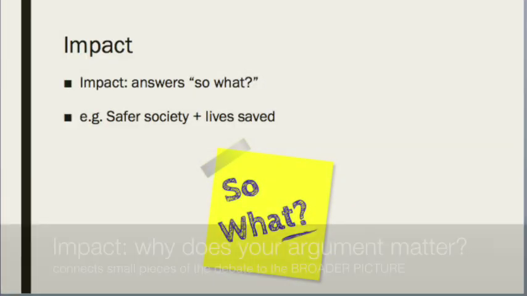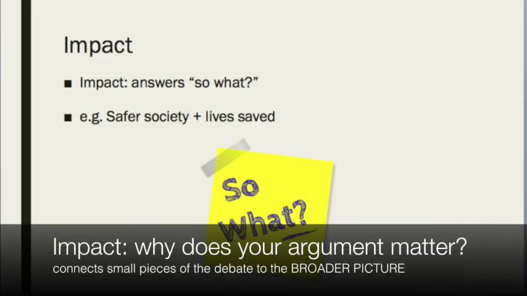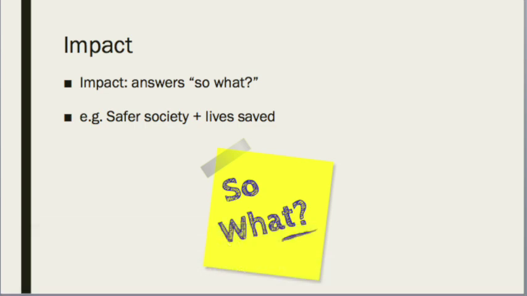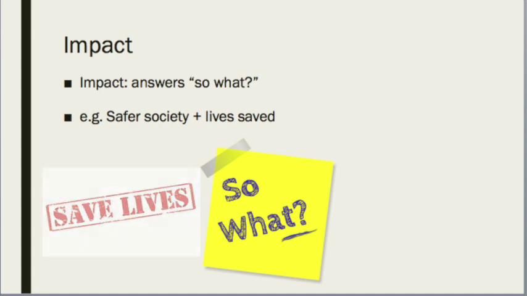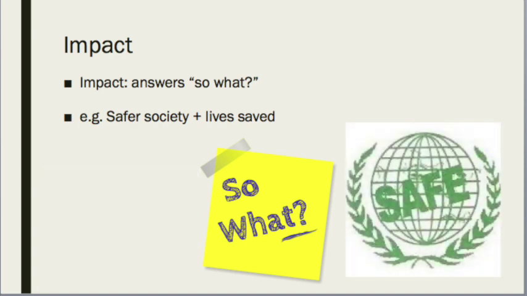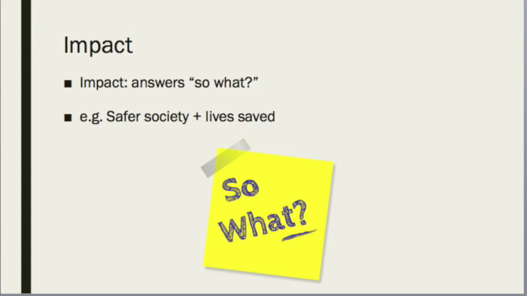Lastly, you need an impact to show why this claim matters. You need to answer the question, so what, to have the judge vote for you. For example, if you're talking about how stricter gun laws can prevent gun violence, you need to say how many lives can be saved from this and how society will become much safer for everyone. This way you are giving the judge a reason why to vote for you.